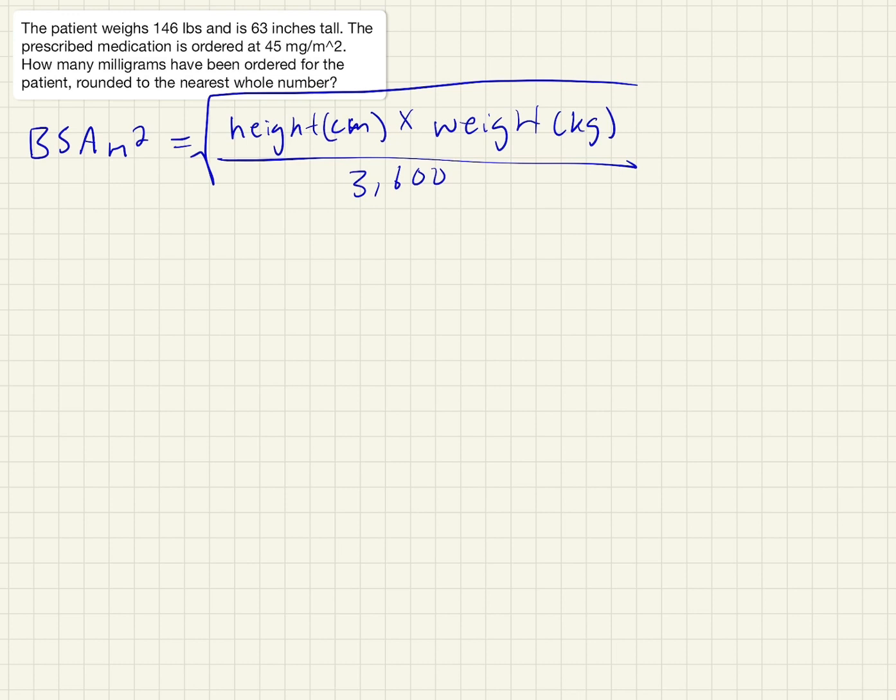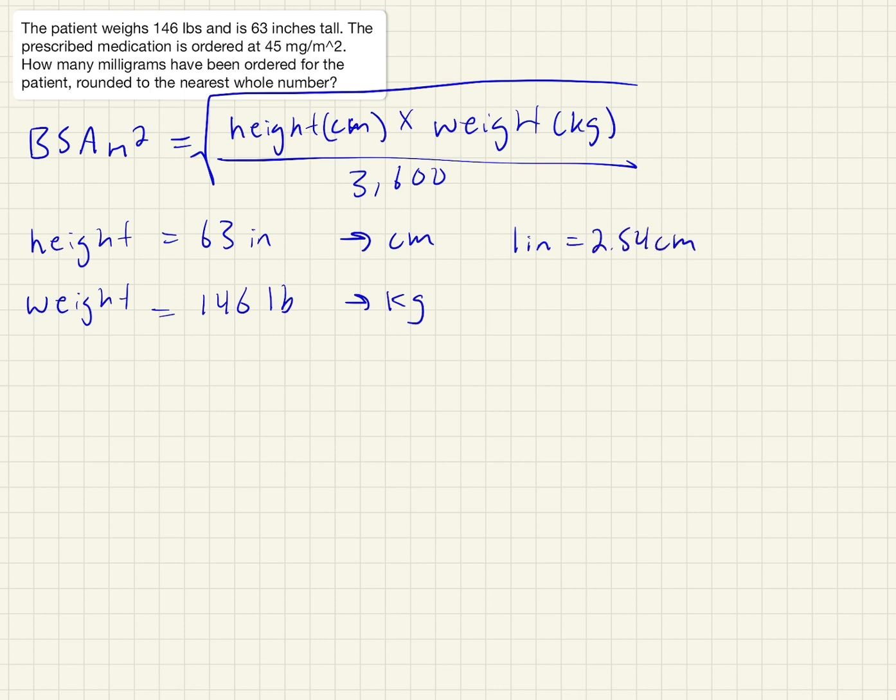So if we look at what we have about our patient, we know their height. They are 63 inches tall. And if we look at their weight, which we also have, they are 146 pounds. We know that we need to get our inches over to centimeters, and our pounds over to kilograms, because that's what's in our formula. We know that 1 inch is equal to 2.54 centimeters, and that 2.2 pounds is equal to 1 kilogram.